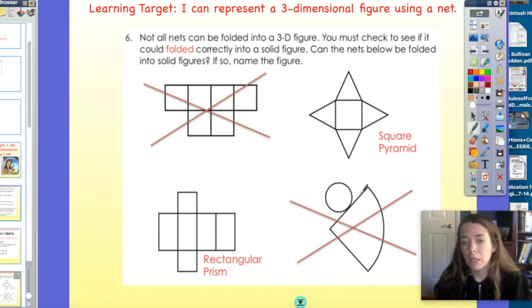This side couldn't possibly wrap around this circle, but then these two sides, one is curved, one is straight, would never meet together to form an enclosed figure.